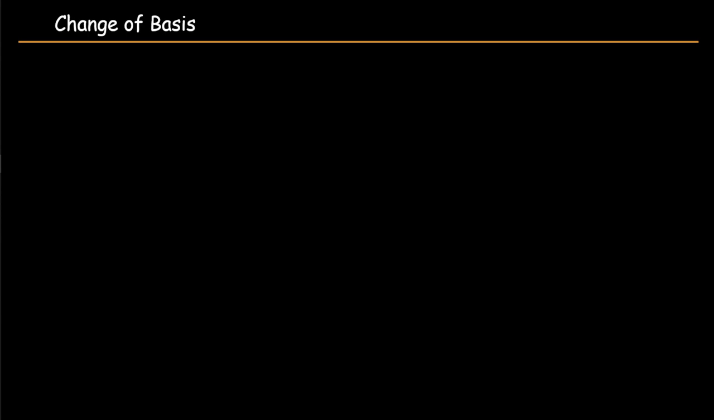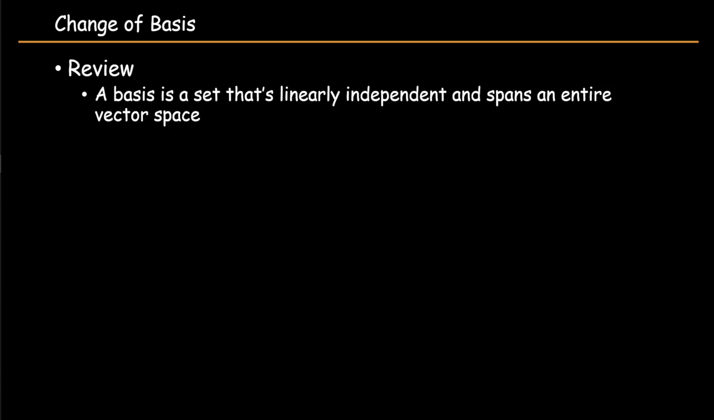Before we discuss change of bases, let's do a quick review about bases. A basis is a set that's linearly independent and spans an entire vector space. So the keywords are linearly independent and span an entire vector space. It is also the minimum spanning set for the vector space, as I mentioned earlier. For a two-dimensional plane, the minimum spanning set would have 2 vectors, which would be (1, 0) and (0, 1), or just any combination.